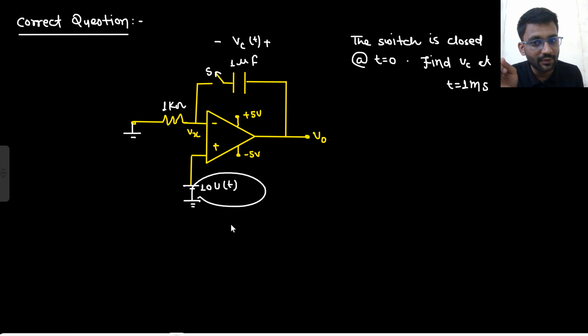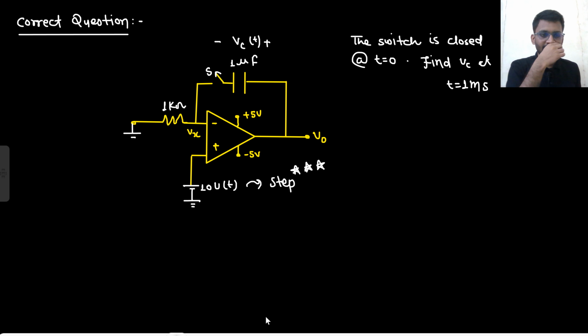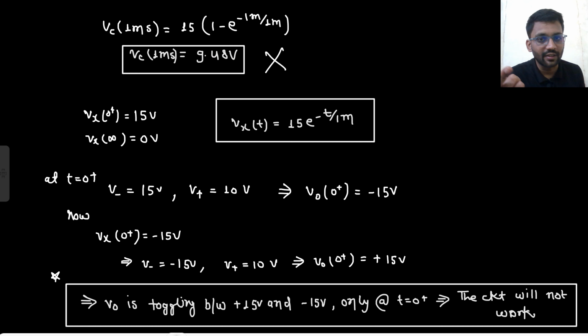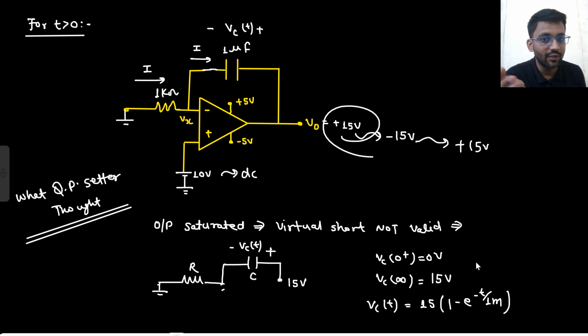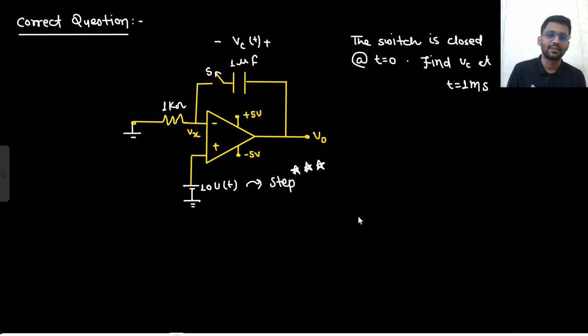If it was a DC potential, this is a step now. That is the best possible thing they could have done to make this question correct. If this was DC, then output would have been saturated to 15 volt. But now output is not saturated. So you can apply the concept of virtual short. So what will happen at t equals to 0 plus? This is the question. This is the answer.